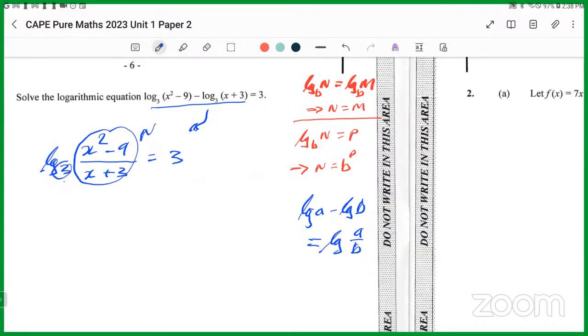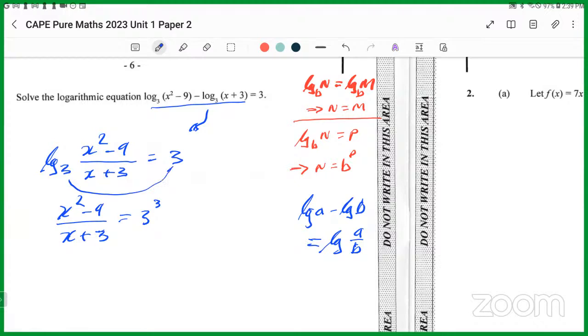This is your base b. This is your power p. So it means that this thing is equal to 3 raised to that power 3. That's what it means. So we can write that x squared minus 9 over x plus 3 is equal to 3 cubed, that is 3 raised to that power 3. Now I can see this as factors, and I can see this as x minus 3 times x plus 3. It looks like it's going to cancel the x plus 3, so we can write that.